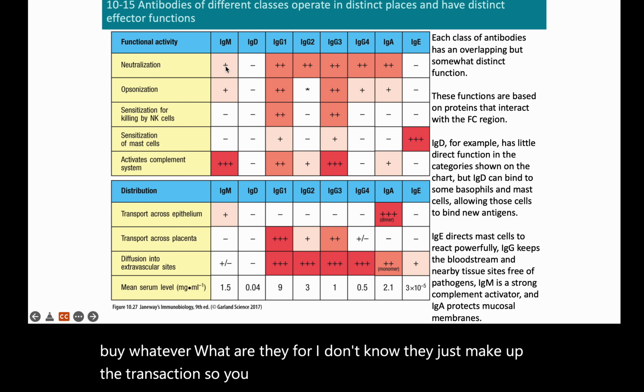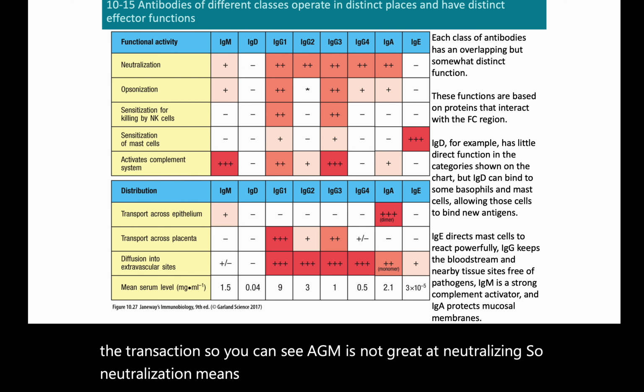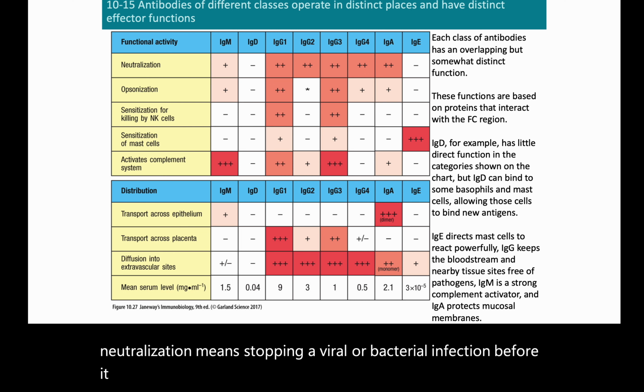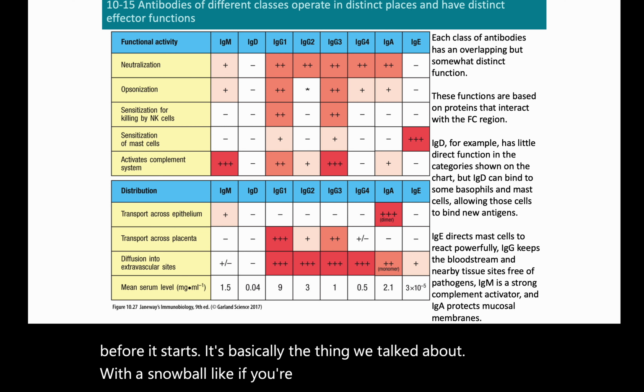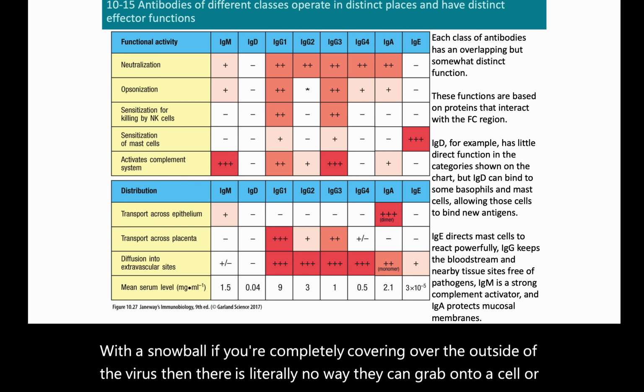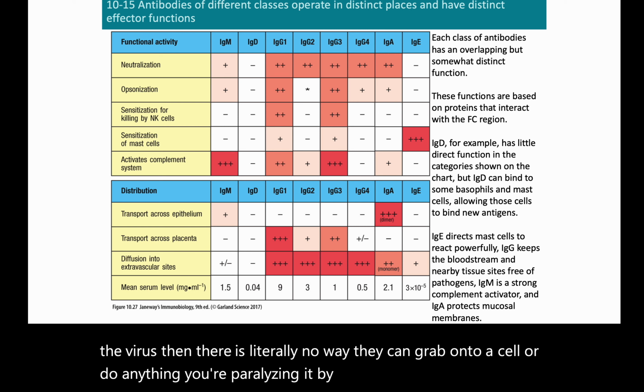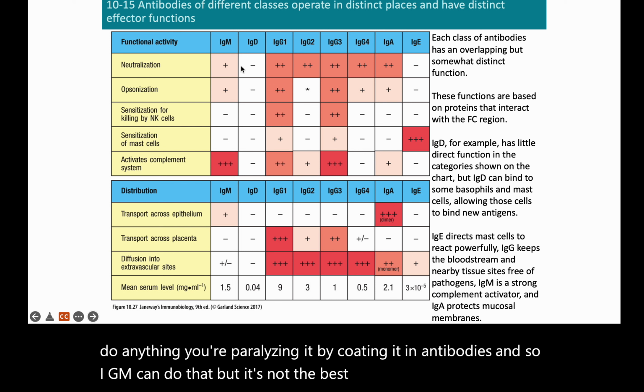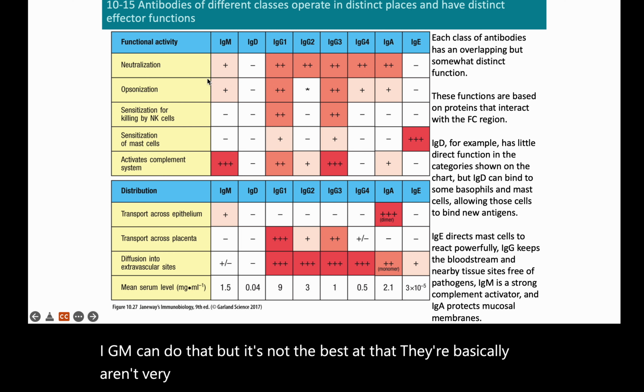So you can see IgM is not great at neutralizing. Neutralization means stopping a viral or bacterial infection before it starts. It's basically the thing we talked about with a snowball. If you're completely covering over the outside of the virus, then there is literally no way that they can grab onto a cell or do anything. You're paralyzing it by coating it in antibodies. And so IgM can do that, but it's not the best at that. There basically aren't very high IgM levels ever.